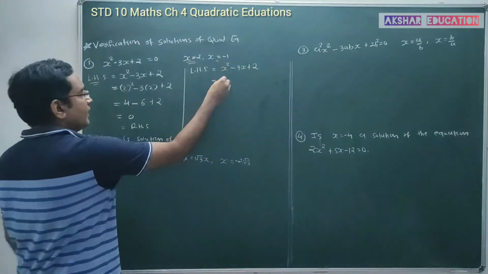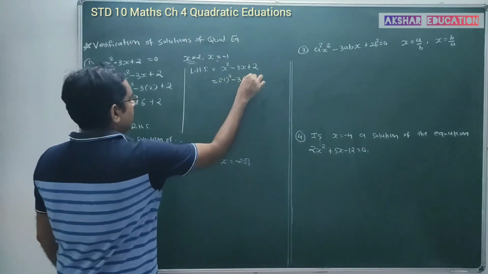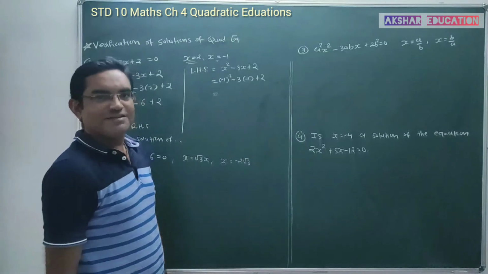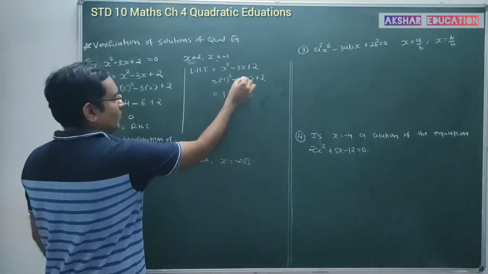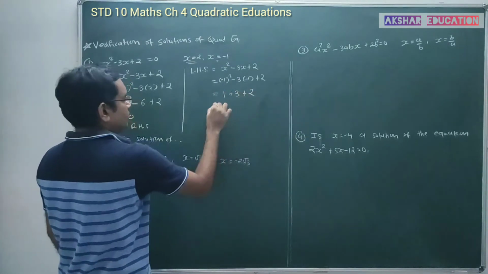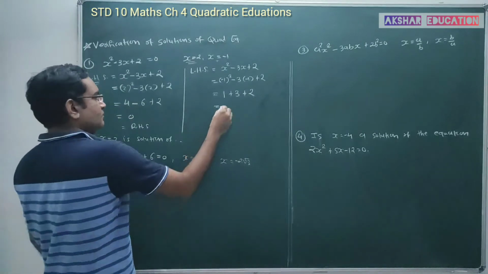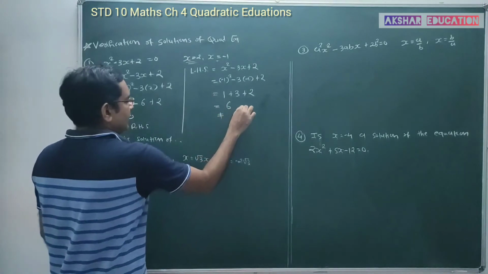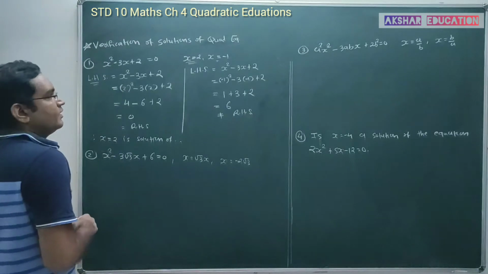Now put x equal to -1 over here. So it's (-1) square minus 3 into (-1) plus 2. So (-1) square is 1. -1 into -3 is plus 3, and plus 2. So 1 plus 2 plus 3 is 6. So this is not equal to our right hand side. Clear, friends? So the left hand side is not equal to our right hand side.